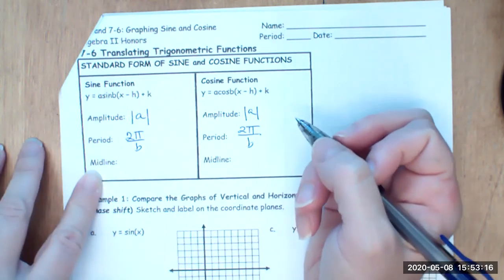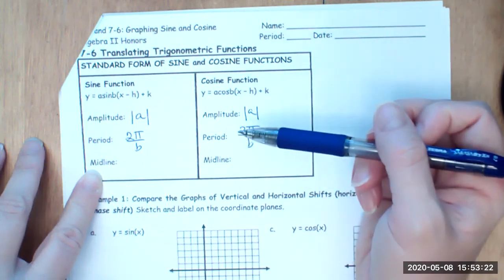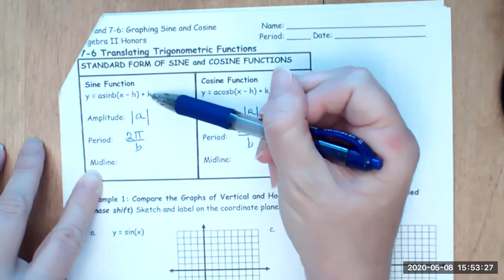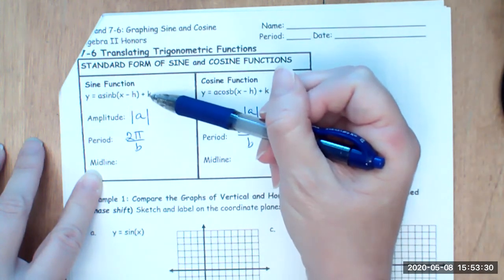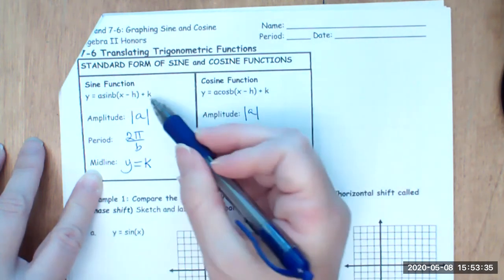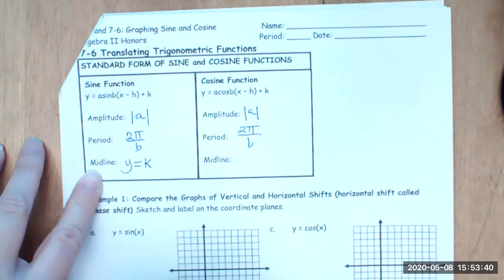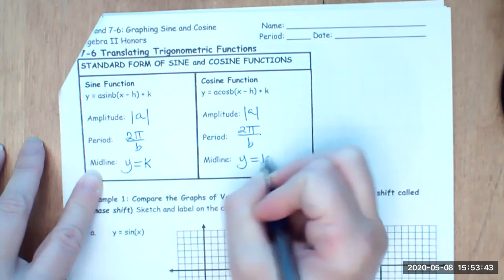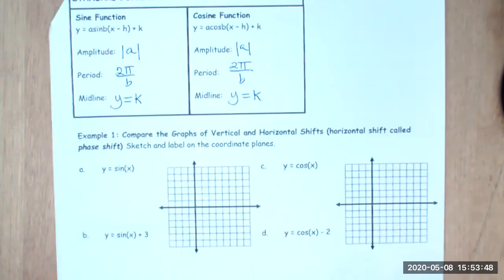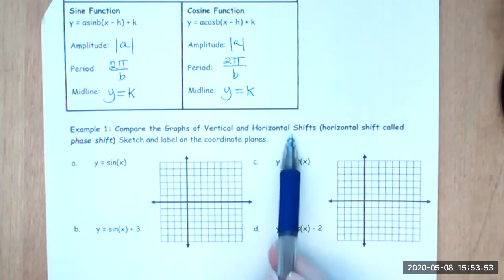Now, for the midline, because we're shifting the graph up and down now, the midline is no longer necessarily going to be y equals 0. Because shifting up and down depends on the value of K, the midline is going to be y equals K. Because before, without K being there, K was 0, and the midline was y equals 0, the x-axis. So y equals K is going to be the midline. In this example, we're going to be comparing the graphs of vertical and horizontal shifts.